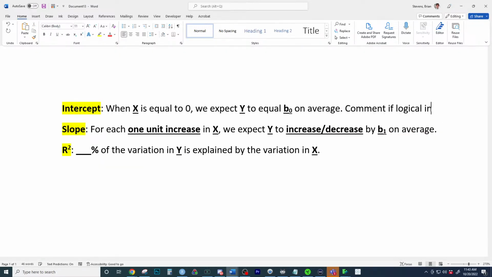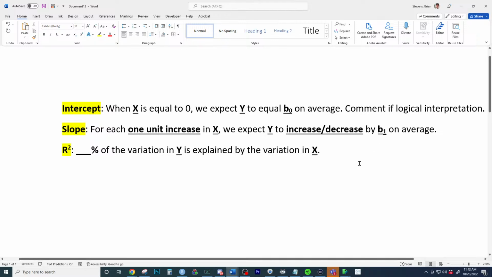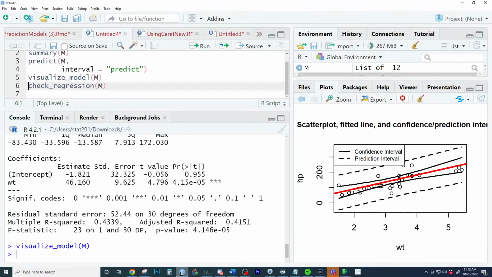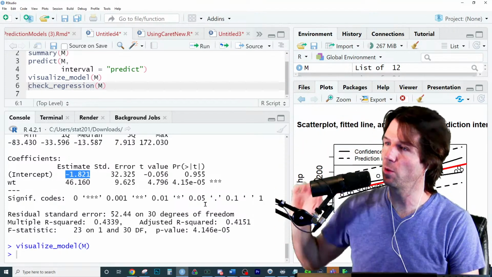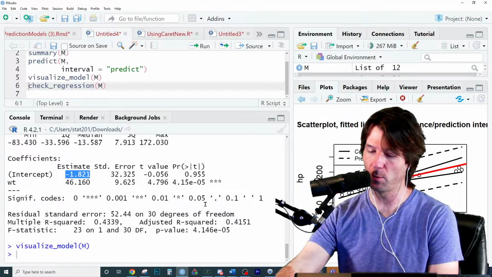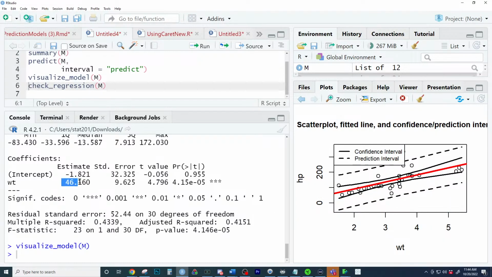Comment if logical interpretation. There we go. Comment if it's logical. You'll see that in the problem I'm about to do. Okay. So the intercept right here is negative 1.821, which means a car that weighs 0 is expected to have, on average, a horsepower of negative 1.821. That is illogical for two reasons: cars don't have 0 weight, nor could a car have a predicted horsepower of negative 1.281.